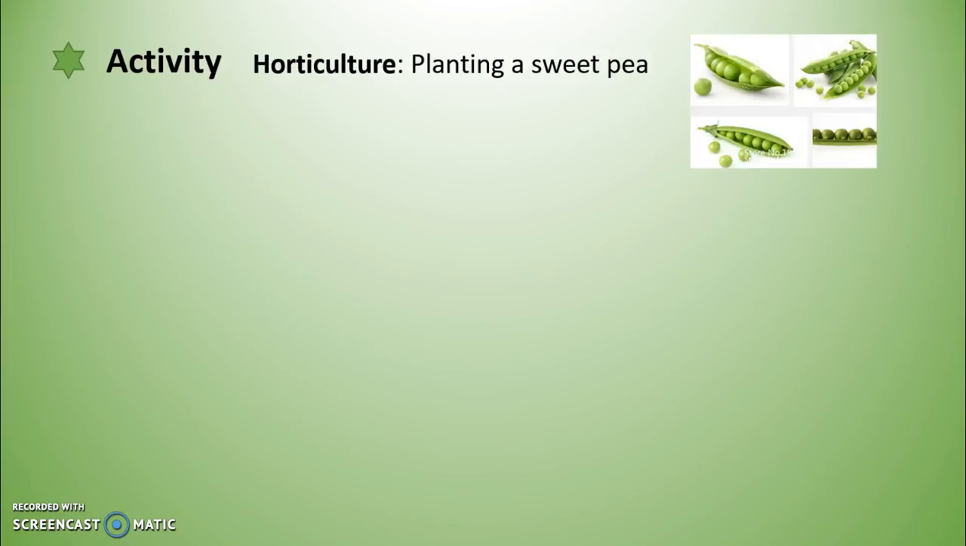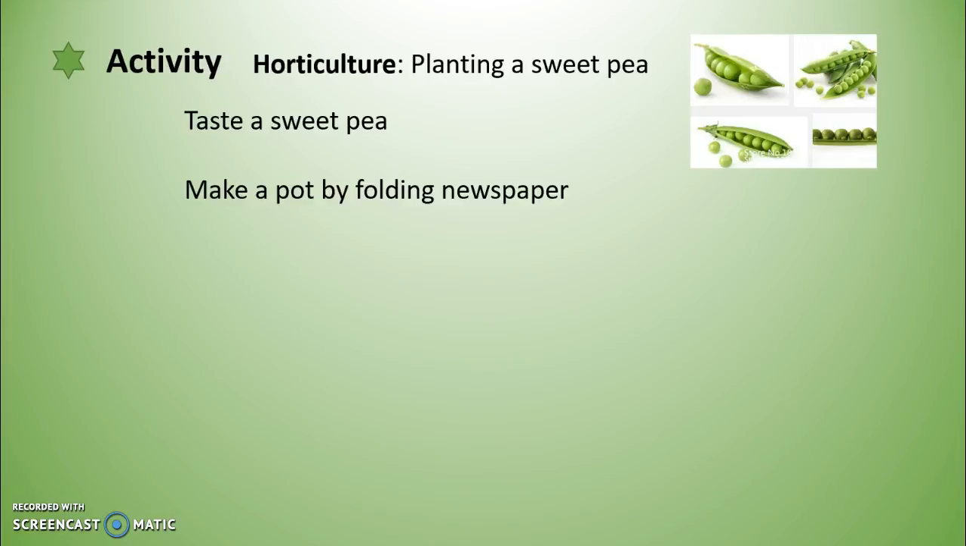Now remember, we talked about the kids being concrete learners, so if you're just going to say, hey, we're going to grow sweet peas, that's kind of vague for them. So have some sweet peas that they can taste. Have a grown sweet pea plant so they can see what their seed is going to look like. Then you can make a pot by folding newspaper. I have a couple links to some YouTube videos after this presentation.